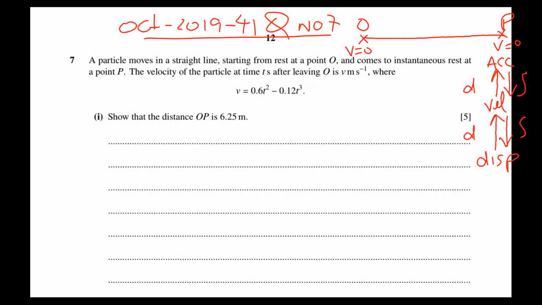So what is the situation? We are on the level of velocity, and we have to show the distance is this. So I am on the level of velocity and I have to come down, so I have to integrate. Let's start. Velocity is equal to 0.6 t to power 2 minus 0.1 t to power 3. If I integrate, velocity becomes displacement. I represent S as displacement.